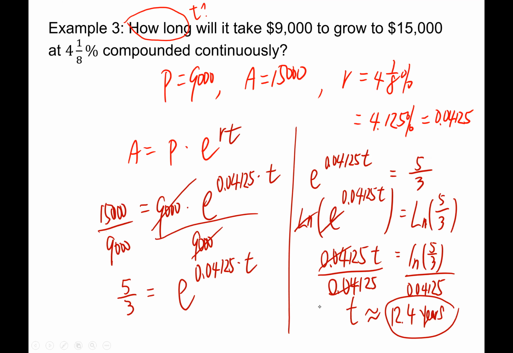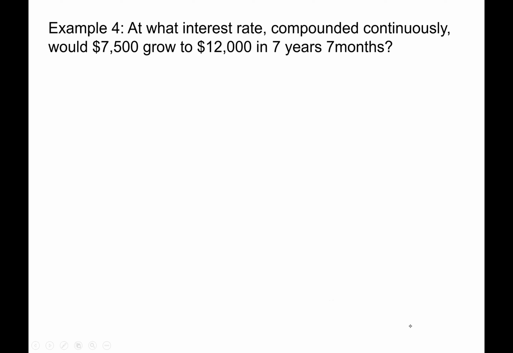So whatever we end up with for the time t, right? The unit is always years. Okay, and if you want to convert back to more detailed time, you can do that. Right? 12.4 years as months, and then days. That's doable. And example 4, at what interest rate?